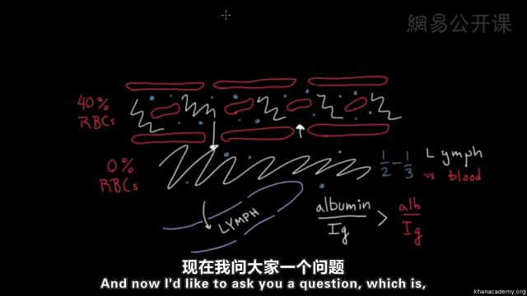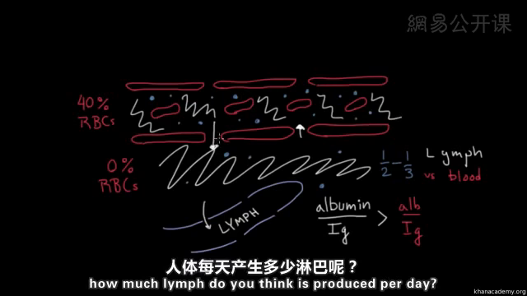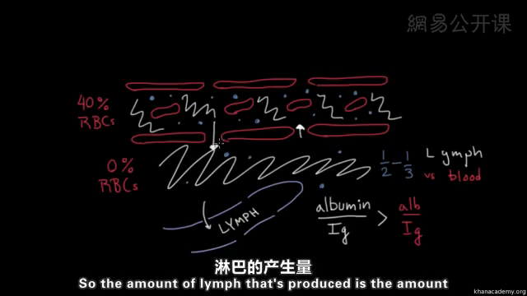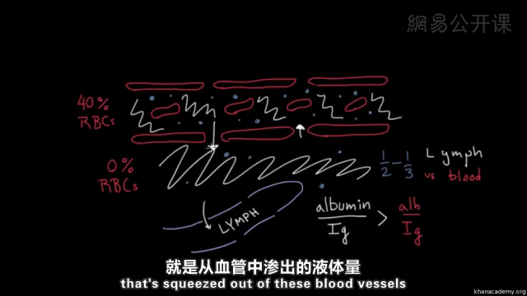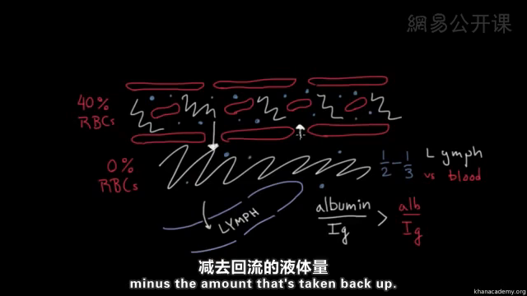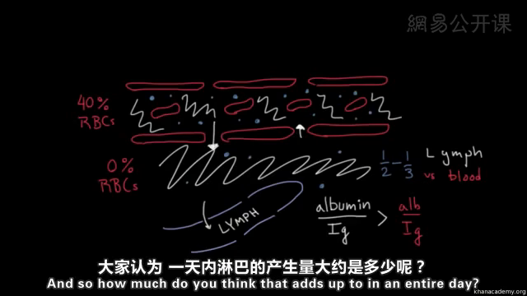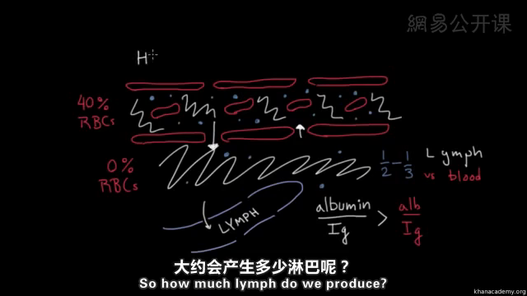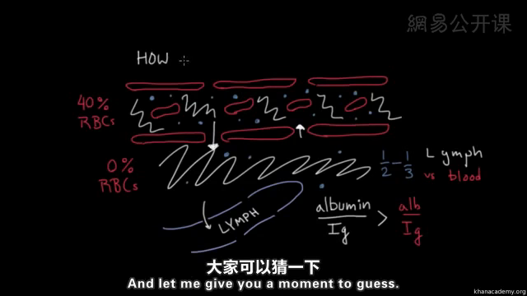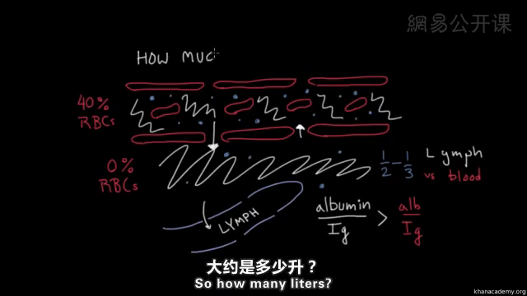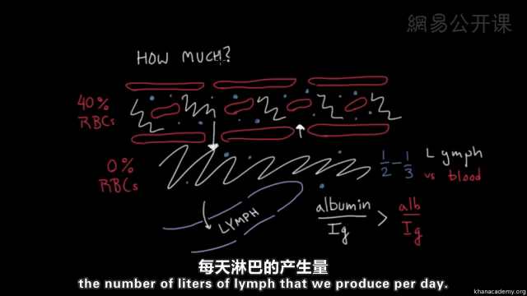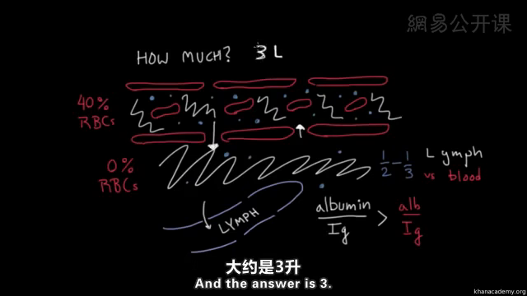And now I'd like to ask you a question, which is how much lymph do you think is produced per day? The amount of lymph that's produced is the amount that's squeezed out of these blood vessels minus the amount that's taken back up. So how much do you think that adds up to in an entire day? Let me give you a moment to guess. Come up with a number, the number of liters of lymph that we produce per day, and the answer is 3.